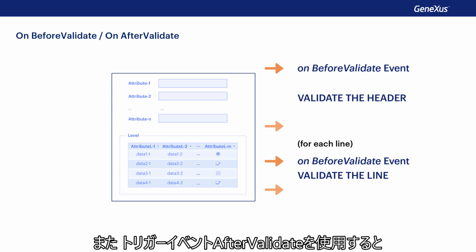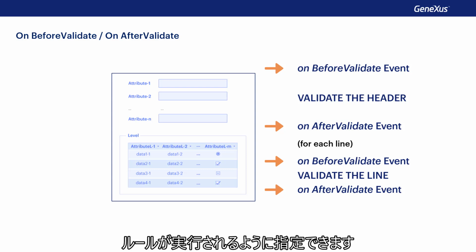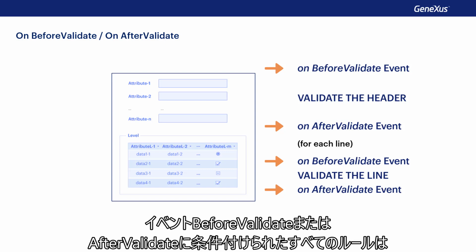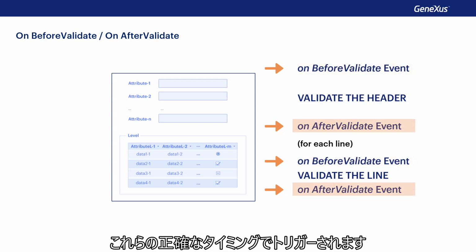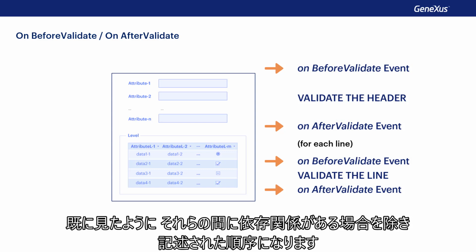Also, the triggering event onAfterValidate allows determining that a rule will be executed immediately after the data of that instance has been validated, before it's physically saved in the corresponding table. All the rules that are conditioned to the event onBeforeValidate or onAfterValidate will be triggered at these precise moments. In what order? In the order in which they're written, unless there are dependencies between them, as we've already seen.